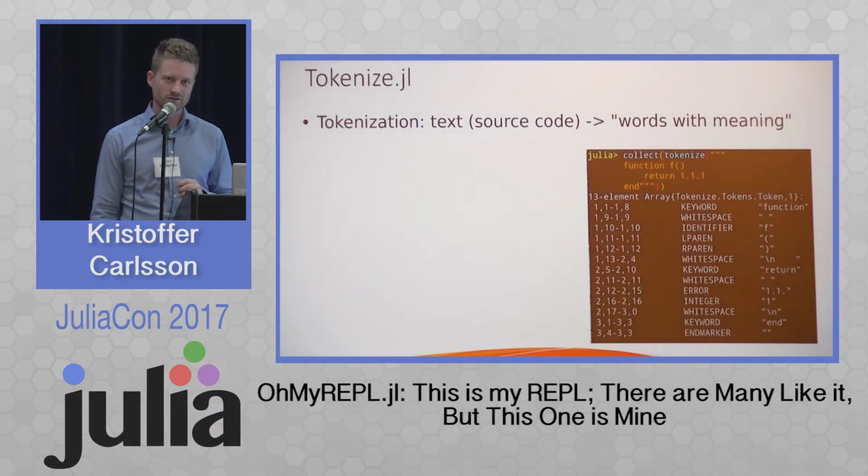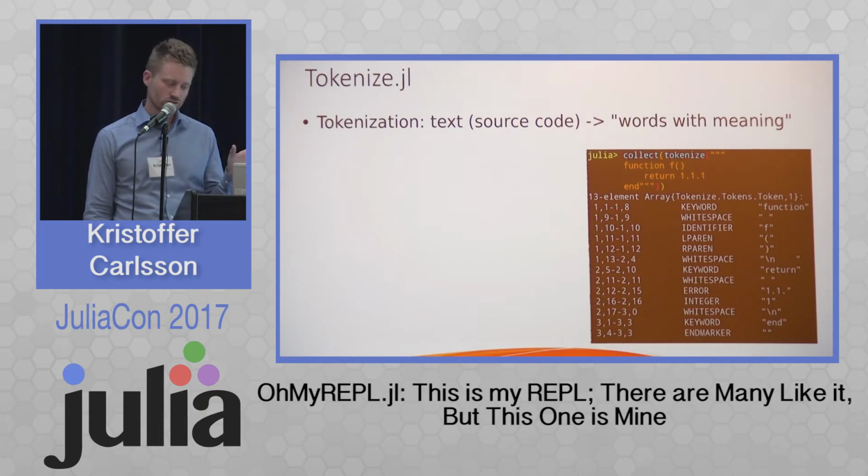So what is tokenization then? Basically, you take a piece of source code and you try to split that up into words with meaning, so to say. In the figure here, I am tokenizing this function that returns something, and you can see the list of tokens that it returns. On the left-hand side, we see the rows and columns where the tokens start and end. In the middle, we see what type of token it is. The very first one is function, which is a keyword. Then we have white space. Then we have an identifier, and so on. So we have some meaning of what these words mean now.